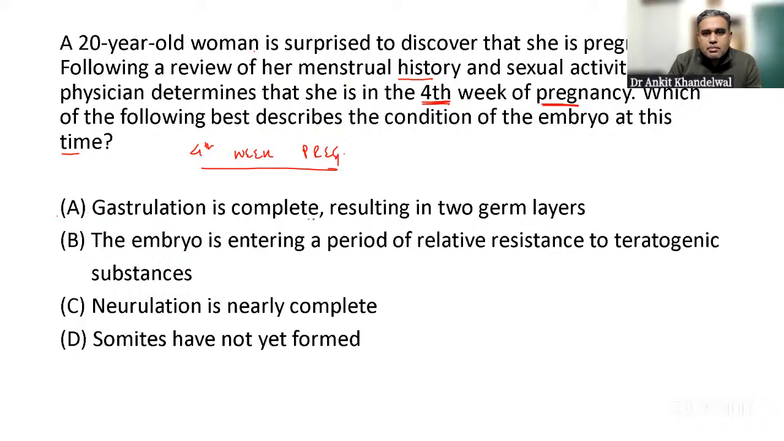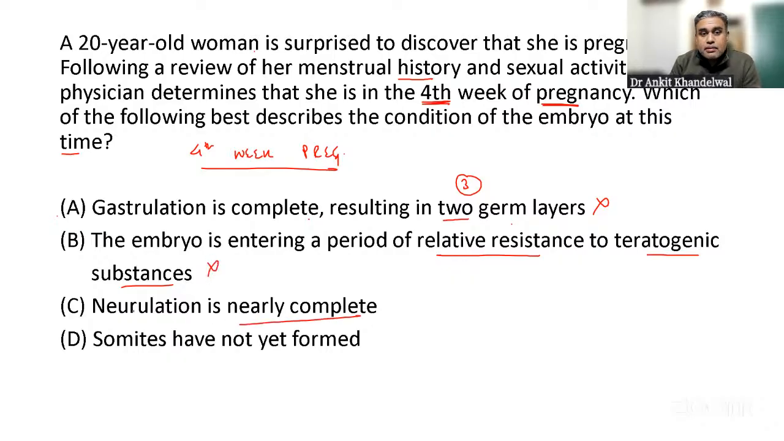Option A, gastrulation is complete, resulting in 2 germ layers. Think right or wrong. You can even pause and think for a couple of seconds. Gastrulation complete? Yes, sir, gastrulation was done in the 3rd week. It's complete in 3 germ layers, not 2. Option B, the embryo is entering a period of relative resistance to teratogenic substances. See, teratogens actually have a huge impact in the first 3 months, not 3 weeks, for the first trimester. So it is not like that in the 4th week the embryo has become resistant. No, it has not become resistant till now. So yeah, this statement is also not correct at all.